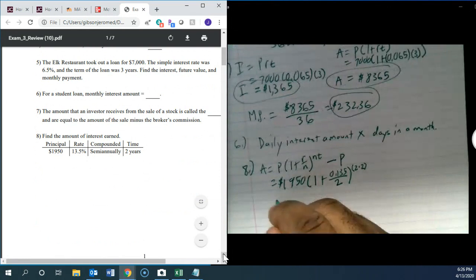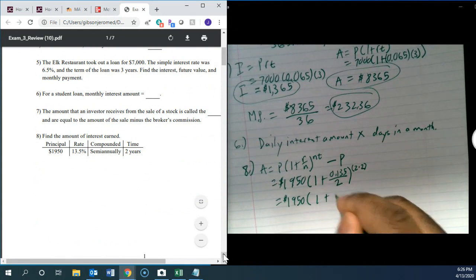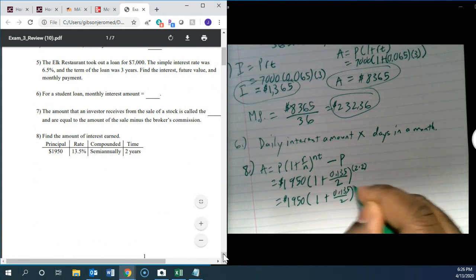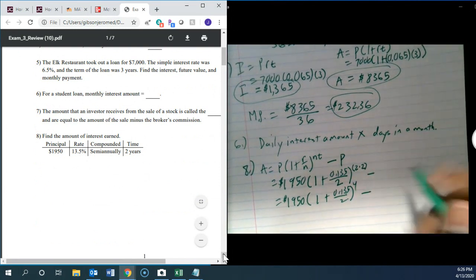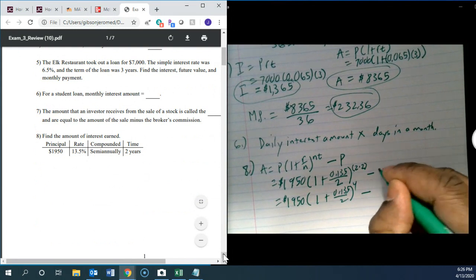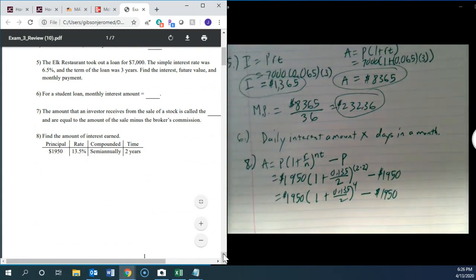So this here would become 1,950 times 1 plus 0.135 over 2 to the fourth power. And then we have the minus, I forgot to put the minus the principal, which is 1950. Now, once we put this in our calculator, this will give us $582.25. Okay, so that is number 8.